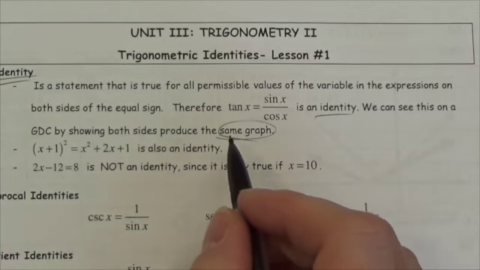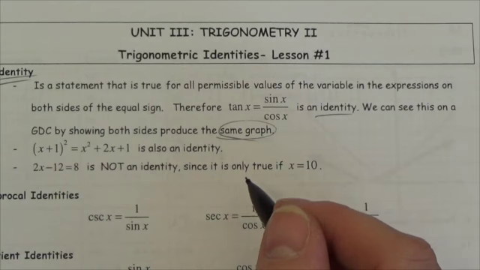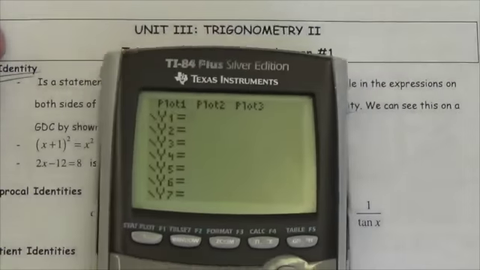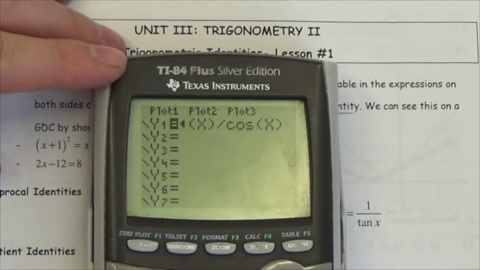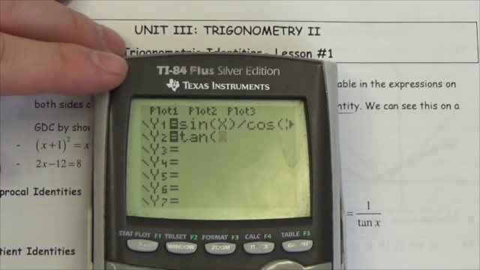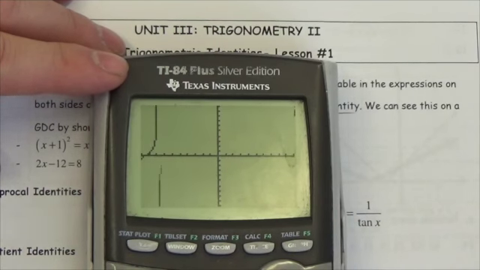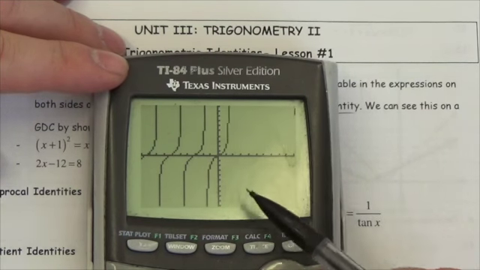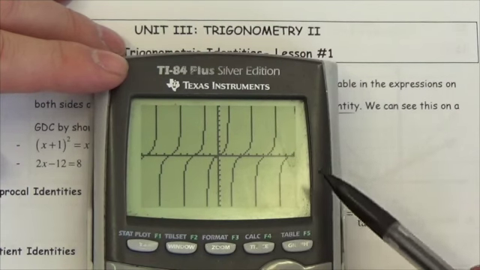Now sometimes that's not quite telling enough. What I mean by that is, if I were to go to my calculator right now, and I'll type in sine of x divided by the cosine of x. And then over here I'll put the tangent of x. I'll just make sure that I'm in radians here. So this is probably good enough. I'll graph that. There's my first graph. It's going, well done. So this is what sine of x divided by cosine of x looks like.